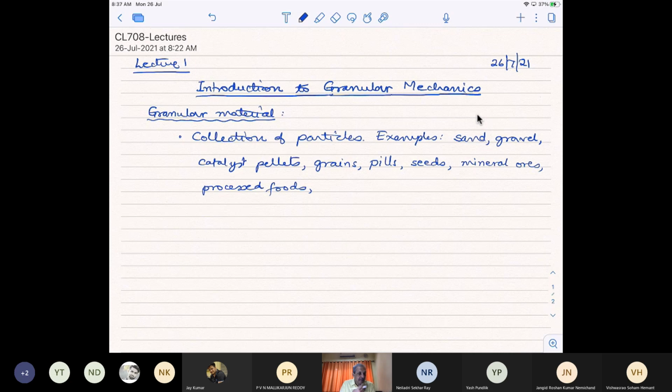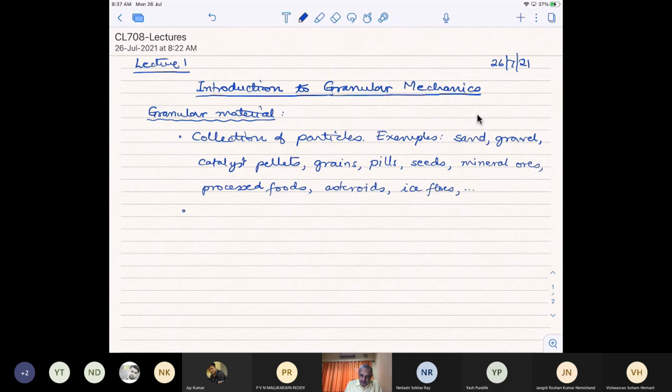And there's a huge number of other things. People even talk about asteroids as being granular materials, or if you look in the Arctic and Antarctic, there are large fields of ice pieces which are called ice floes. So they are floating on the surface of the sea, and then they are like a granular material, and so forth. So you can have many examples.